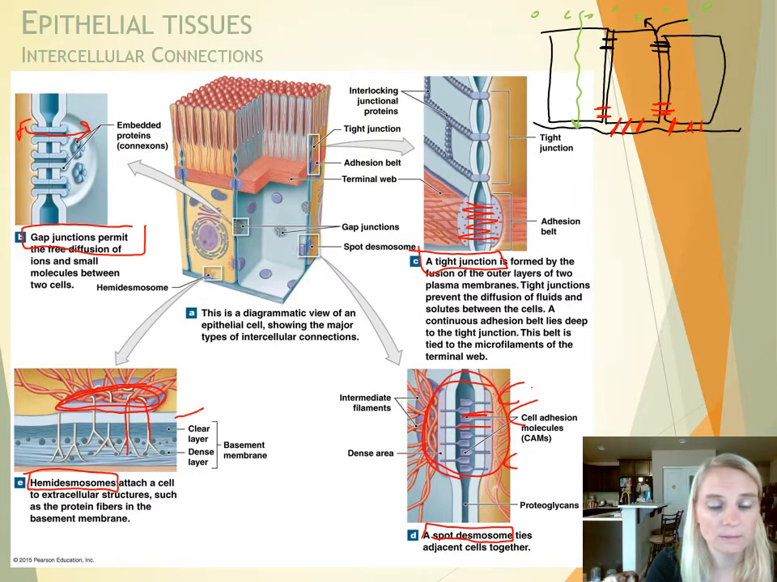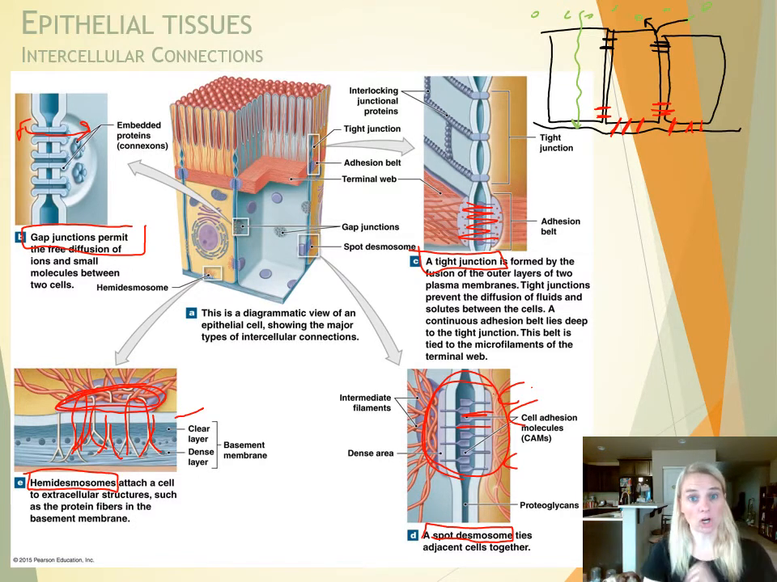So here's a plasma membrane, that's a phospholipid bilayer, and here's our basement membrane made up of clear and dense layers of connective tissue. Then we find these little anchoring proteins that loop around and anchor the cell cytoskeleton to those underlying connective tissues of the basement membrane. All right, so those are intercellular connections. Gap junctions allow for communication between the cells. Tight junctions prevent leaking in between neighboring cells. And think of hemidesmosomes and spot desmosomes as strong structural anchors holding the cells to each other and to the basement membrane.